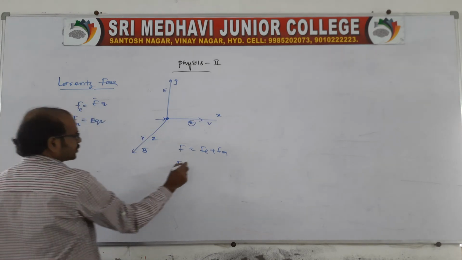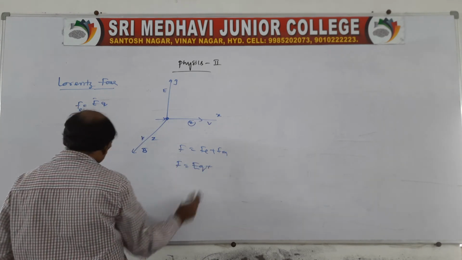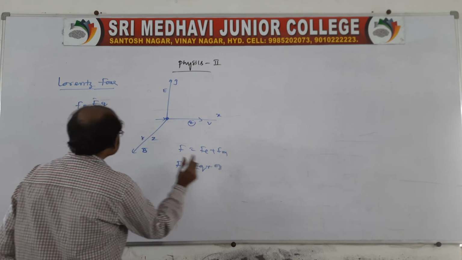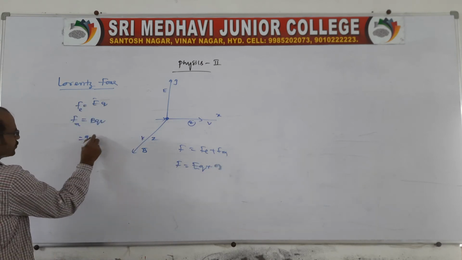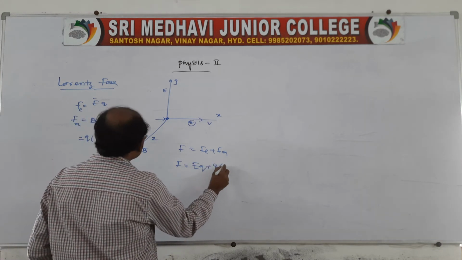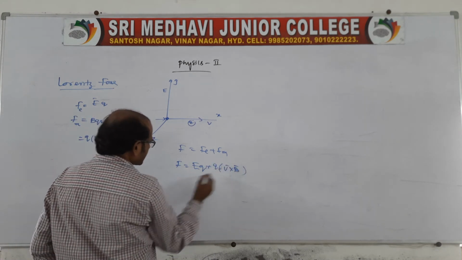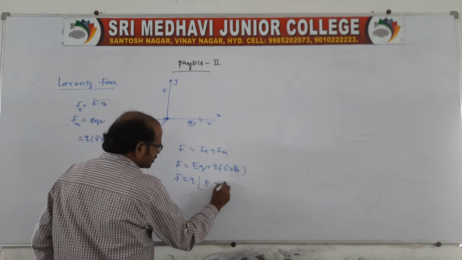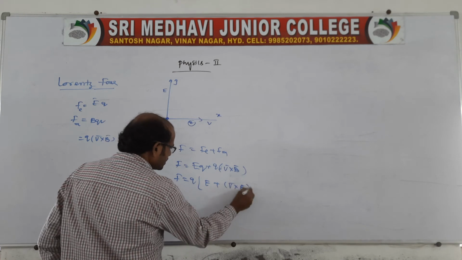That is EQ, of course, plus FM, which is nothing but BQV, or else we can also write it as Q into V cross B. So you write here, it is Q into V cross B. This is what we call the Lorentz force. If I take Q common, it is Q times E plus V cross B. This is the Lorentz force.